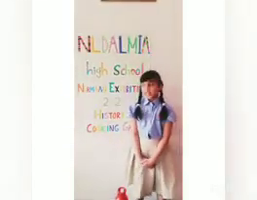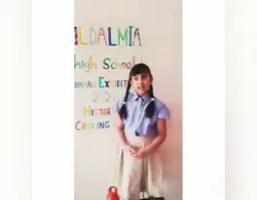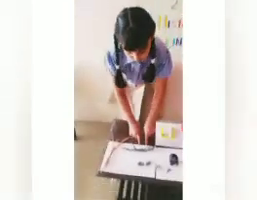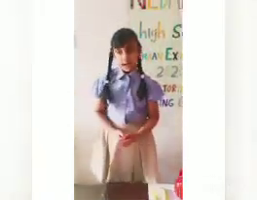Today's topic is History of Cooking Gas. So let's get started. In olden times, people used to use wood from trees and hay for cooking. They used to rub 2 stones to light up the fire.